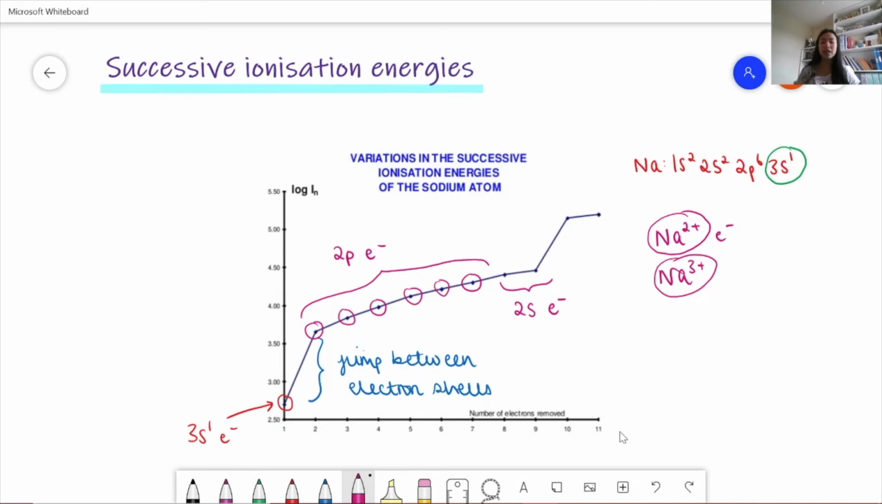And then we have this massive jump again. And so again, this signifies that we jumped an electron shell. So we've decreased by another electron shell. So we have a jump to the next electron shell. And then we have 2 electrons. So these are our 1s electrons.